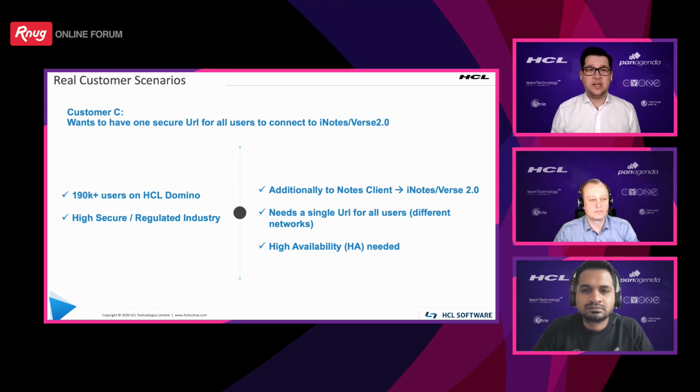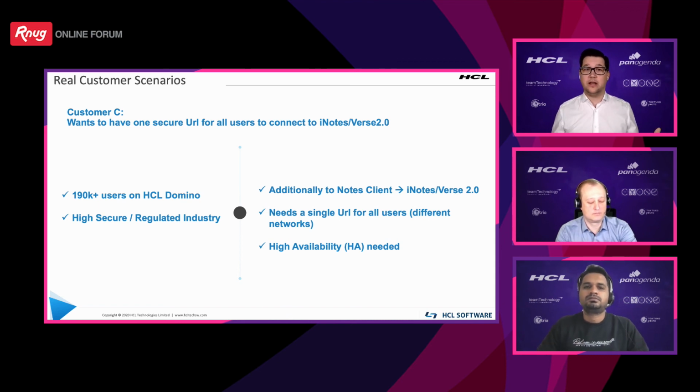And of course, because of 190,000 users plus, they needed high availability. So that was the solution Safelinx gave them: one single URL in a high availability environment to use iNotes and Verse 2.0 with a browser.